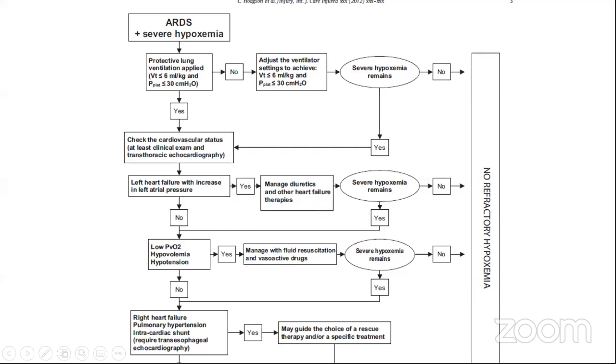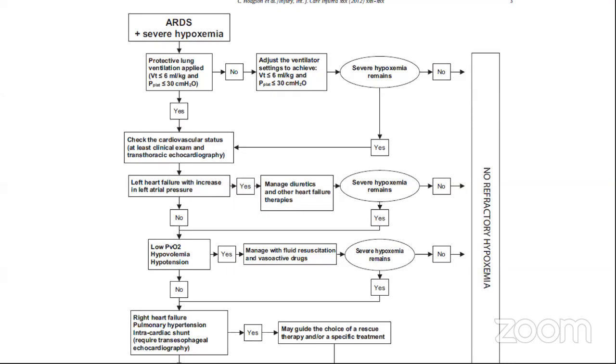Before going for rescue therapy for ARDS, we should assess your patient, because this hypoxemia may be related, of course, to progressive ARDS, but it may have a lot of causes, and there is room to improve those causes before going for rescue therapy. For example, if the patient has poor cardiac function, you should assess his cardiac function because he may have left ventricular failure, left ventricular dysfunction.